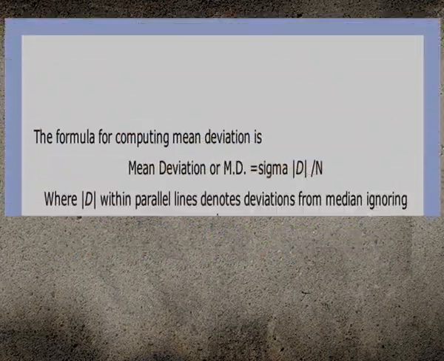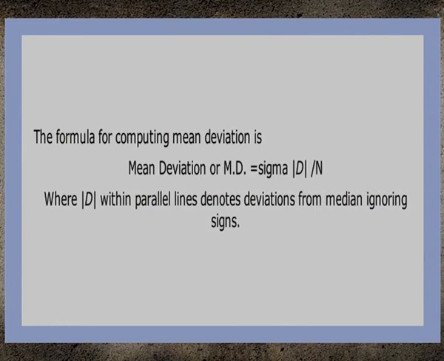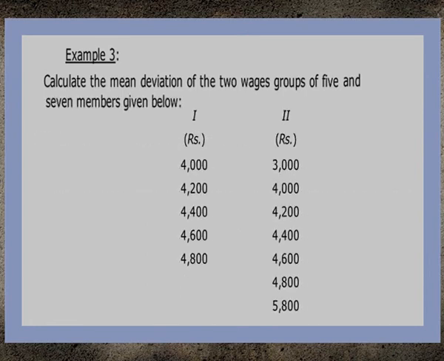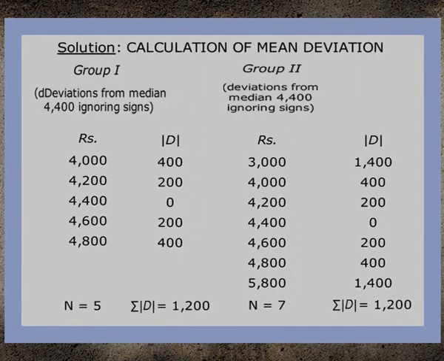The formula for computing mean deviation, or we can write it as MD, is equal to Σ|D| divided by N, where |D|, within the parallel lines, denotes deviation from the median ignoring the signs. Now let's see an example. Calculate the mean deviation of the two wage groups of 5 and 7 members given below. So let's see the solution to this.